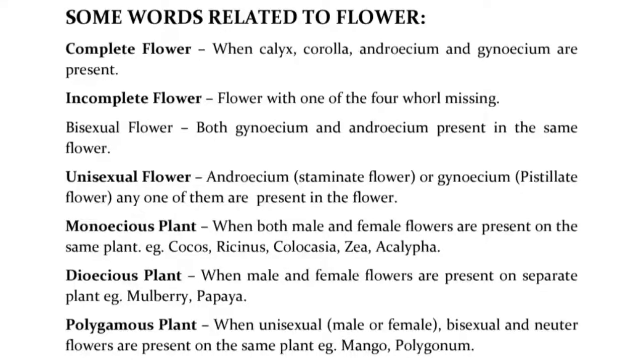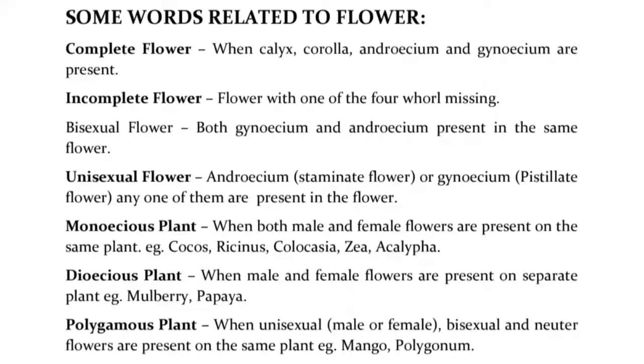Monoecious plant, when both male and female flowers are present on the same plant, e.g. cocos, ricinus, colocasia, acalypha. Dioecious plant, when male and female flowers are present on separate plants, e.g. mulberry, papaya. Polygamous plant, when unisexual male or female, bisexual and neuter flowers are present on the same plant, e.g.